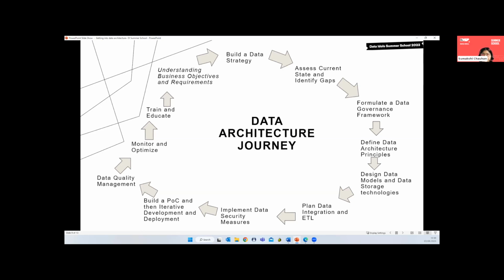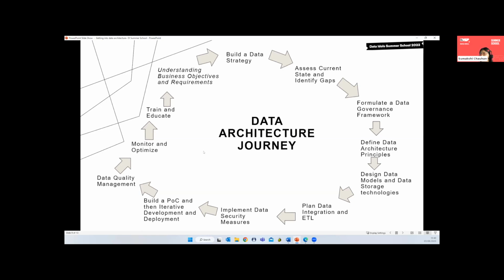Along with this monitoring and optimization, we would also need to train and educate the business stakeholders and people who are somehow related to that particular architecture. The reason being that they should be aware of why we are doing a particular set of work. It is very important for a data team to educate and train the non-data team members on how and why they are doing a particular set of tasks when it comes to the architectural side of things.